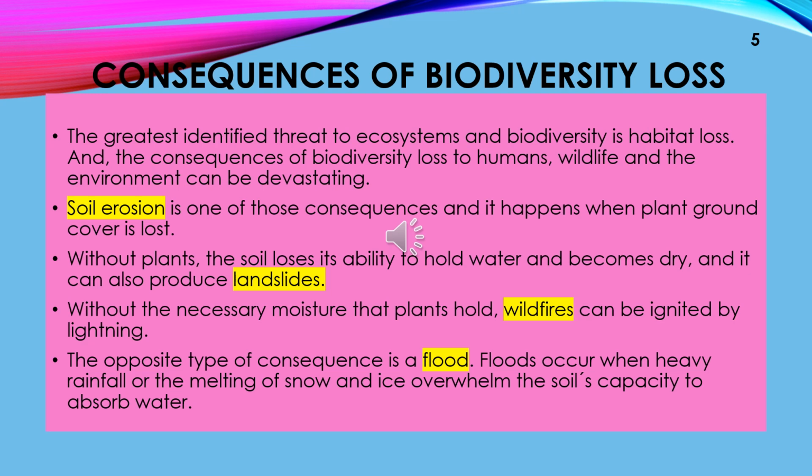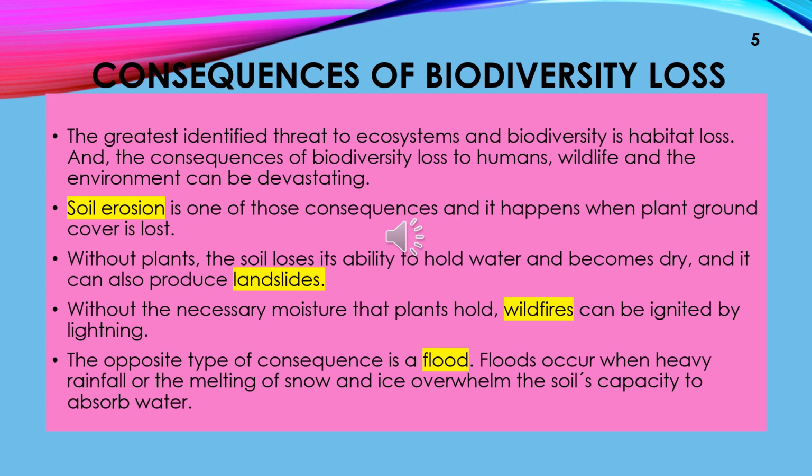Look at the first picture. What is the answer for picture number 1? Okay, it looks to me that it's soil erosion. And what is soil erosion? It is one of those consequences that can happen when plants' ground cover is lost. So, the first picture is soil erosion.